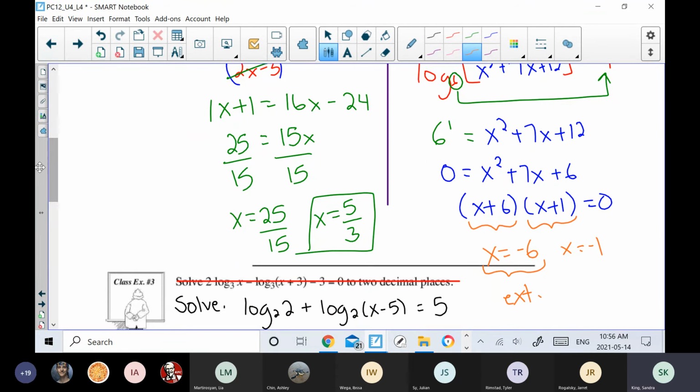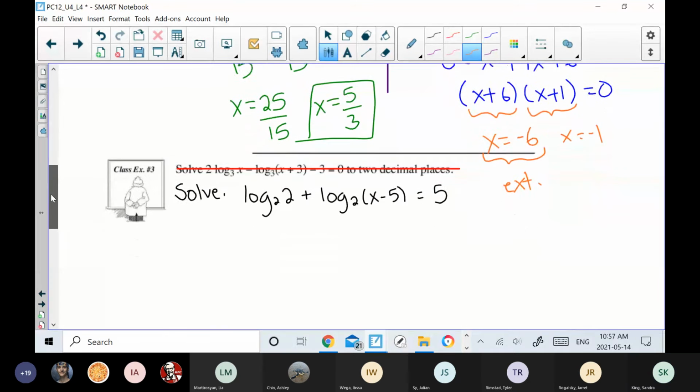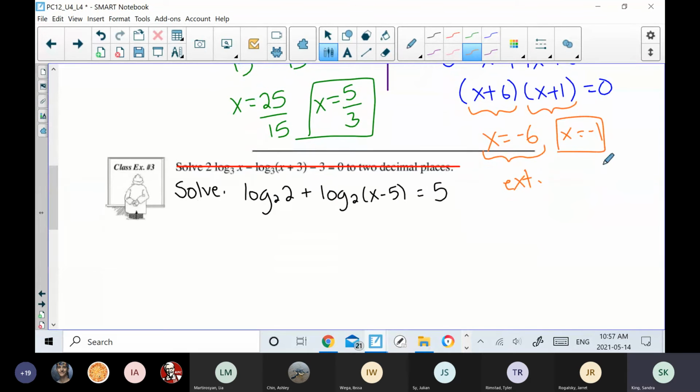I'm thinking that this one's going to be the solution, but I need to double check. So if this guy's negative 1 and this guy's negative 1, this argument would be a 3. This argument would be a 2, and I'm good. So that is my solution. That would be my answer.